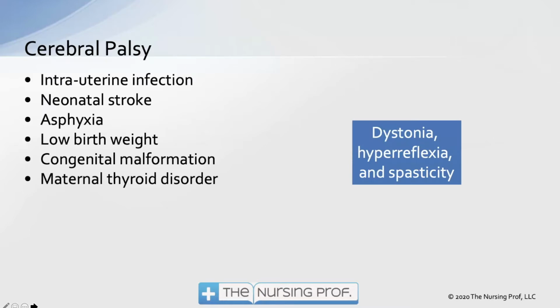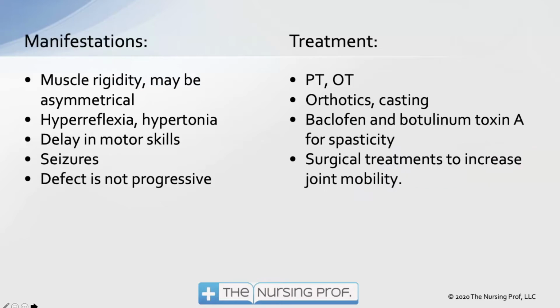Cerebral palsy is another neurologic condition that we have to be aware of. Number of different reasons for cerebral palsy. Okay, cerebral palsy results in dystonia, hyperreflexia, and spasticity. Symptom-wise, we see muscle rigidity, which may be asymmetrical, so we may have more on one side than the other, hyperreflexia, and hypertonia as well. Delay in their motor skills, seizures, and the defect is not progressive.